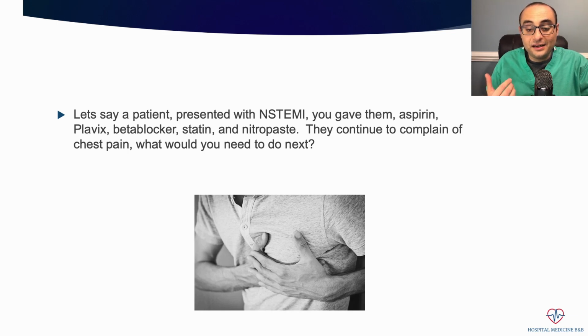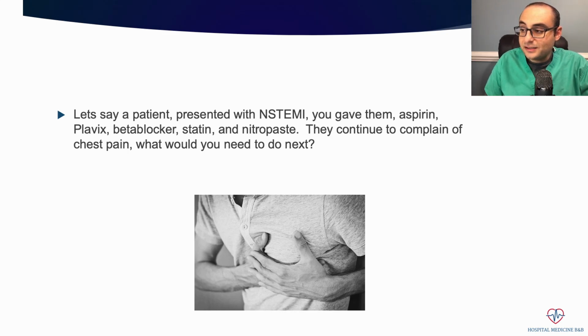it didn't. Again, nitro, be careful in patients who have right ventricular MI, and that would show up in the V4, 5, and 6 because they are preload dependent. And we have a case that's actually going to talk about that as well. But you put this patient on nitro paste, they continue complaining of chest pain. What would you do next?